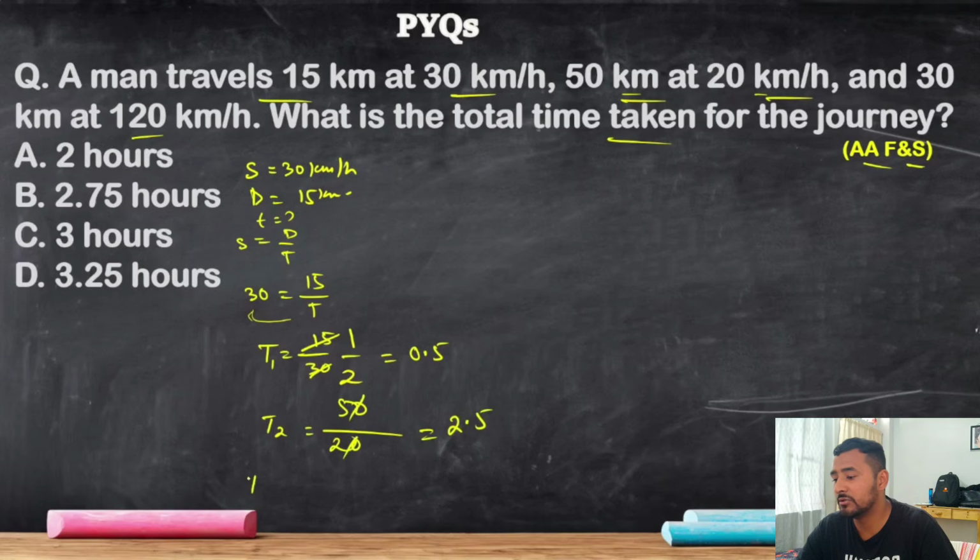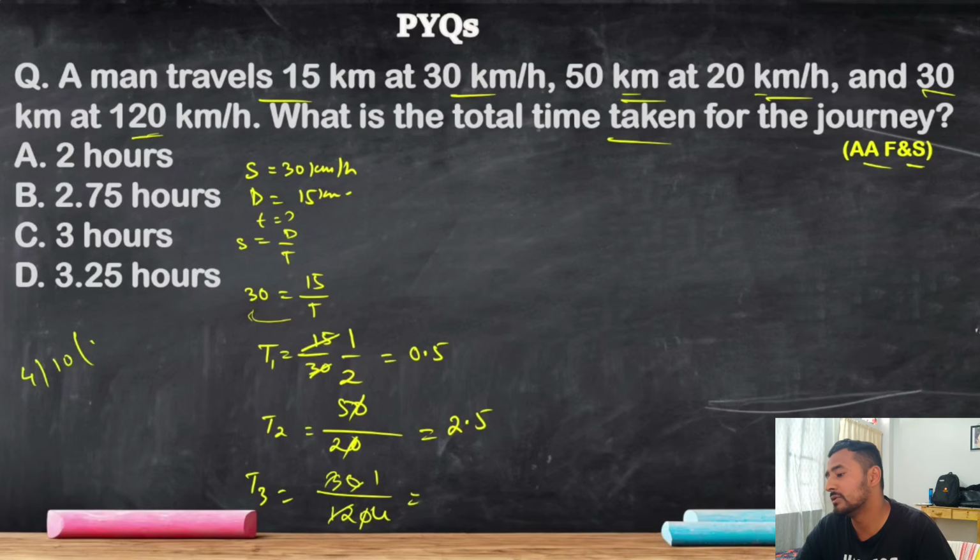Okay. Now t3. Do it same way. t3 is how much? 30 kilometer at 120. So this will be 30 above. Speed will be down. Cancel 0 0. So this will come around 0.25. Or let me see, yeah, 0.25.